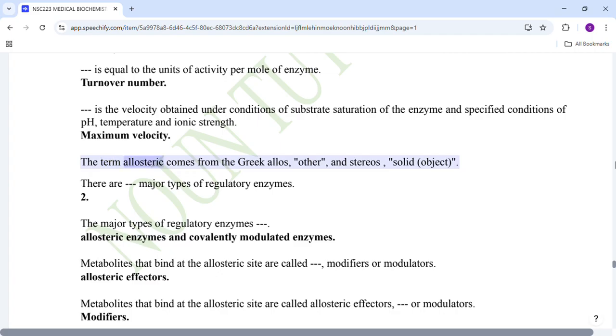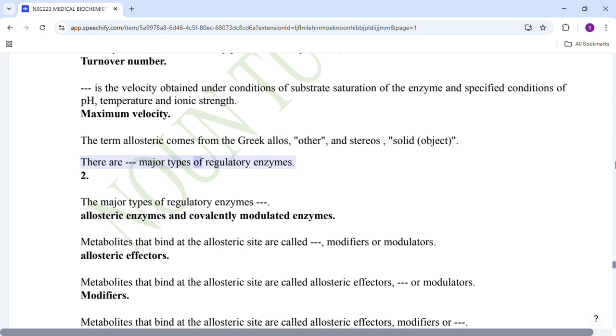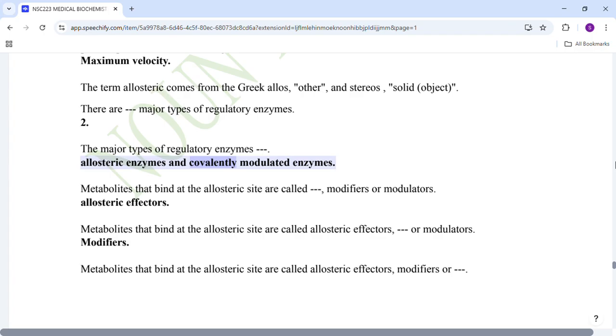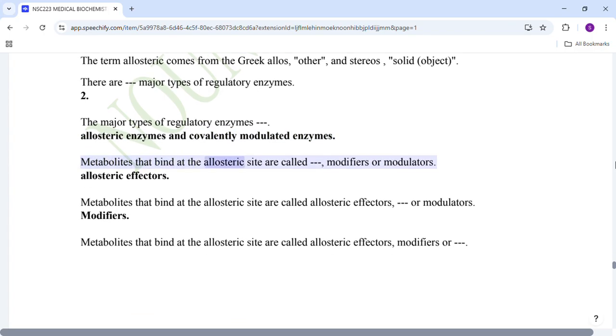The term allosteric comes from the Greek allos, other, and stereos, solid object. There are two major types of regulatory enzymes: allosteric enzymes and covalently modulated enzymes. Metabolites that bind at the allosteric site are called modifiers or modulators.